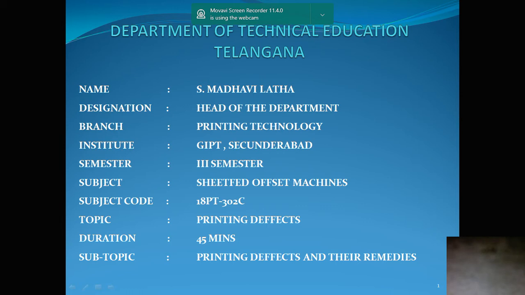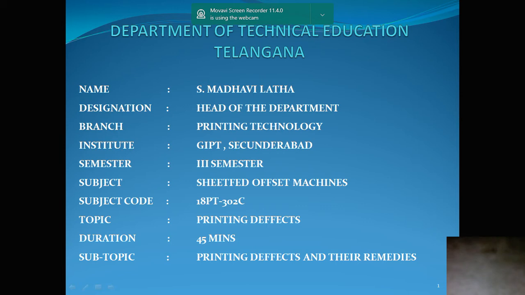What are the defects that we encounter while we are printing, and how to get rid of them, the remedies. We are going to know about this. We are going to see the defects and remedies, and in the next class we will continue with the same topic. Now, in the previous classes we discussed the principle of offset printing.